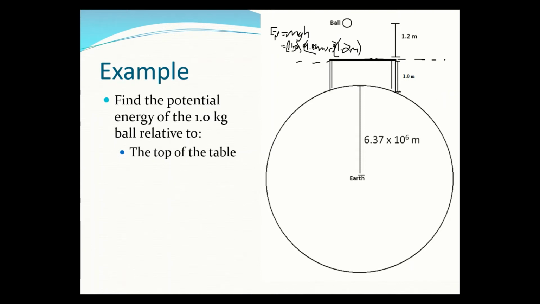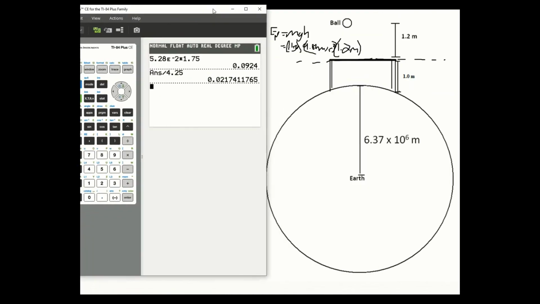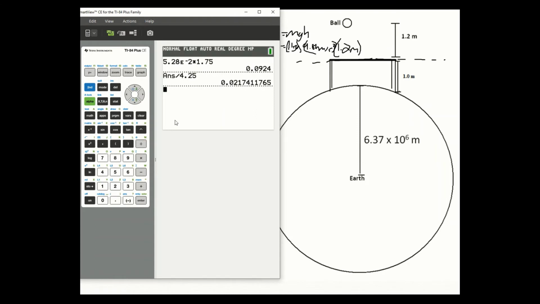Maybe I'll throw a calculator on here so you can see what I'm doing. I'm just going to open up my calculator. There we go. So 1 times 9.81 times 1.2, and we get 11.72.